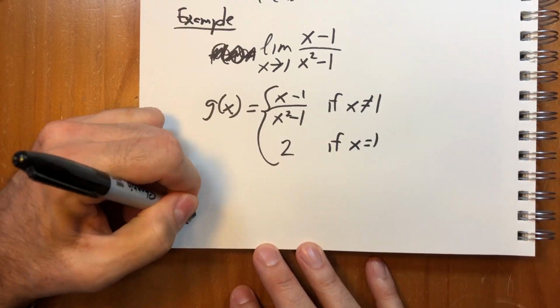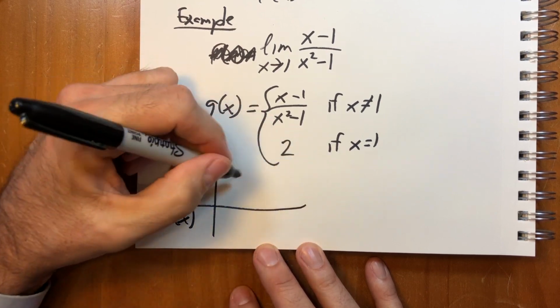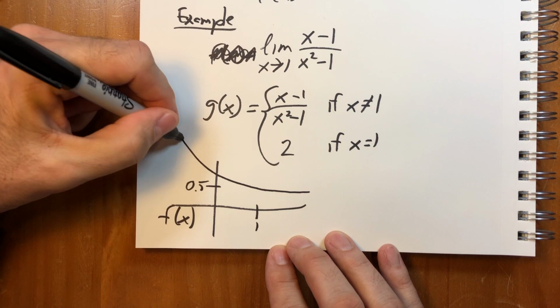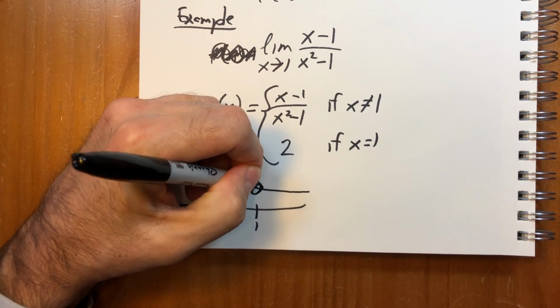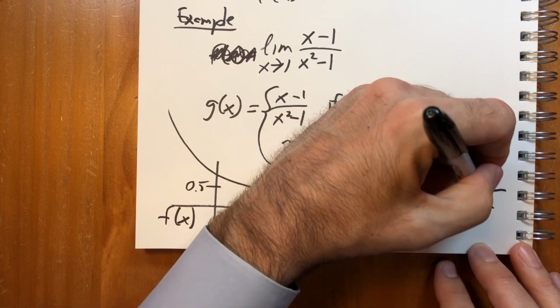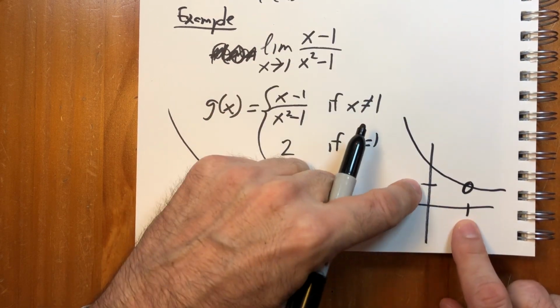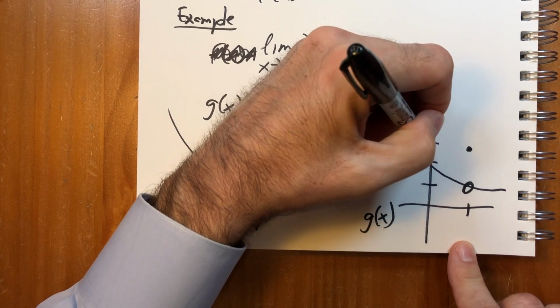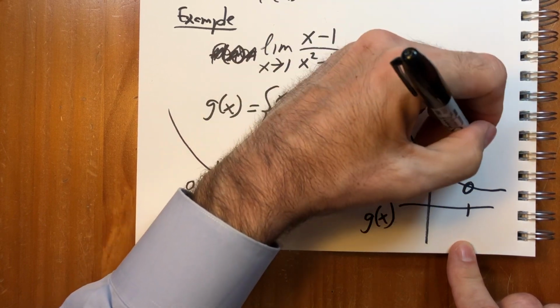So f of x looks a little like this. Looks something like that, but there's a hole right there. And then g of x is similar. There's still a hole at 0.5, but we defined g to be 2 at 1.